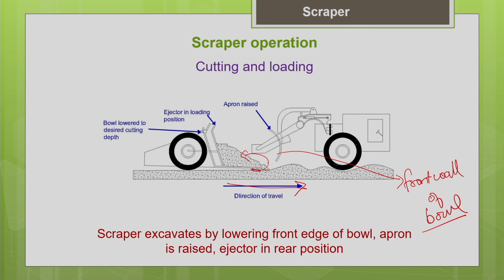Now, for the loading operation, I need to raise the apron so the material can enter into the bowl, and there is one more important part called the ejector. Okay. So, this ejector is in the rear end of the bowl. You can see this is in the rear end of the bowl. It can be either moved forward or backward. So, when you are doing the loading operation, it has to be at the rear end of the bowl. Okay. So, the scraper excavates by lowering the front edge of the bowl, that is the cutting edge. Apron is raised, okay, and the ejector should be in the rear position. As the name indicates, ejector means it helps in ejecting the material out of the bowl. So, we are going to move this ejector forward when you want to dump your material.